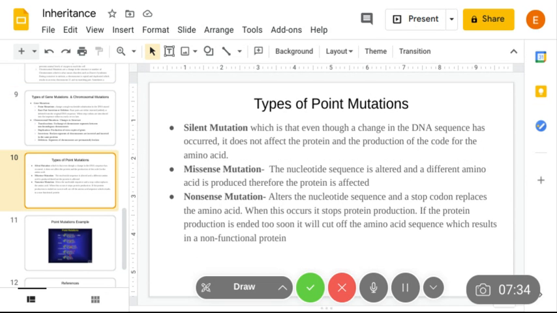Missense mutation. The nucleotide sequence is altered and a different amino acid is produced, therefore the protein is affected. Nonsense mutation alters the nucleotide sequence and a stop codon replaces the amino acid. When this occurs, it stops the protein production. If the protein production is ended too soon, it will cut off the amino acid sequence, which results in a non-functional protein.